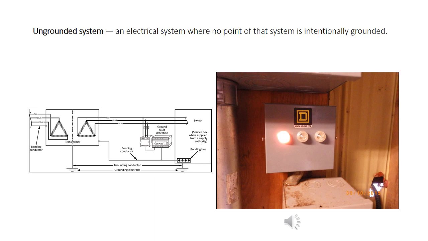Ungrounded system: an electrical system where no point of that system is intentionally grounded.